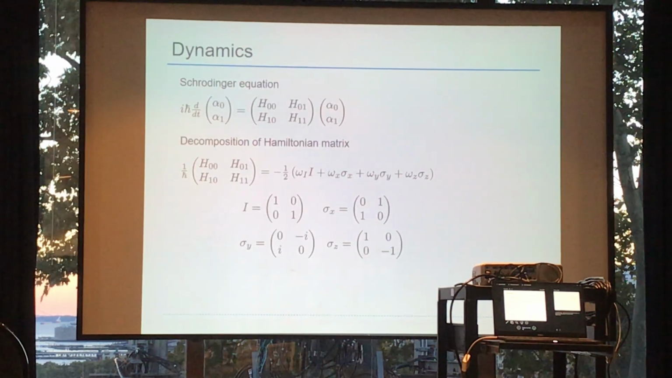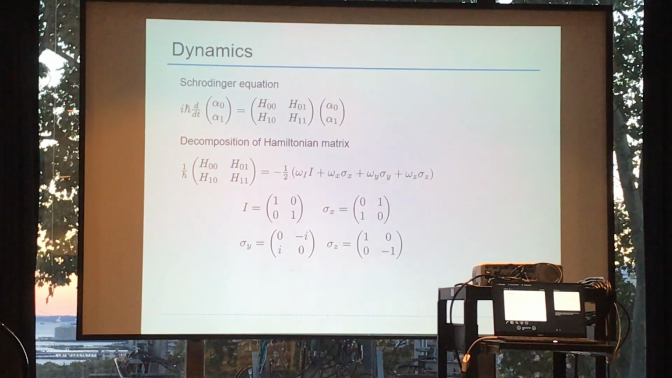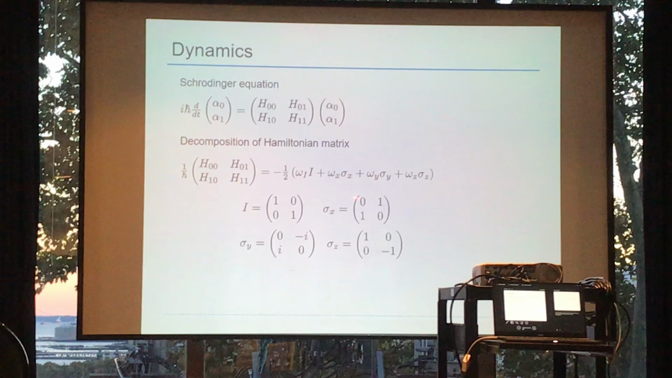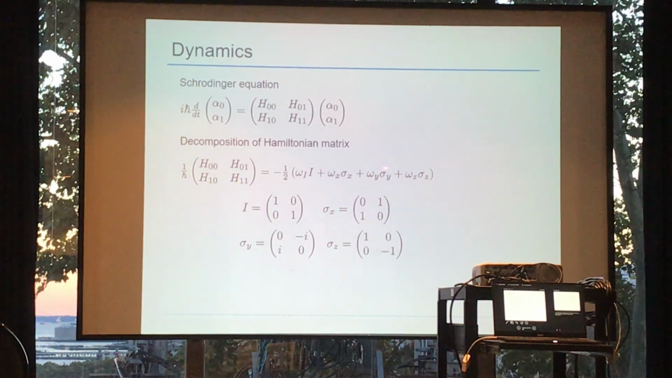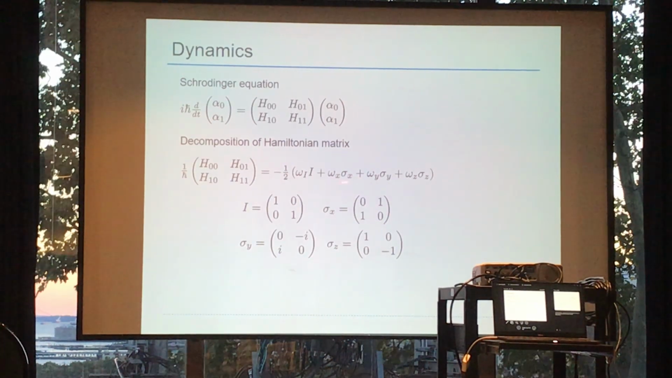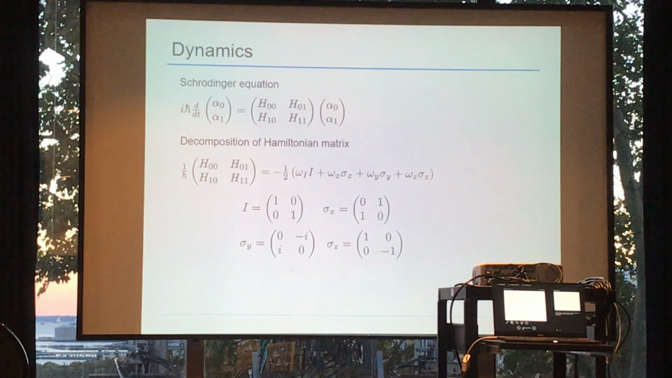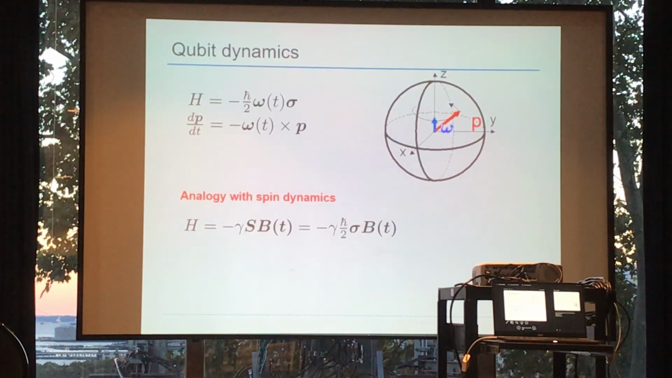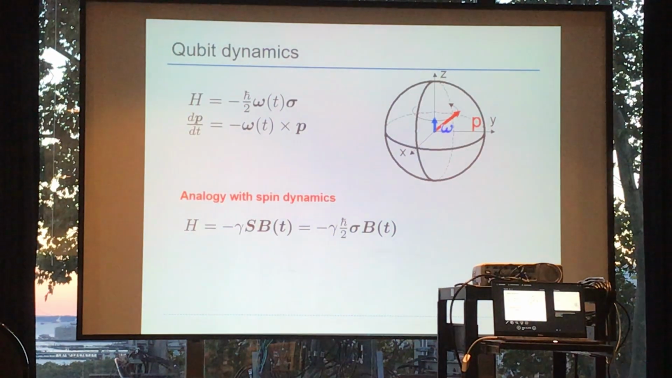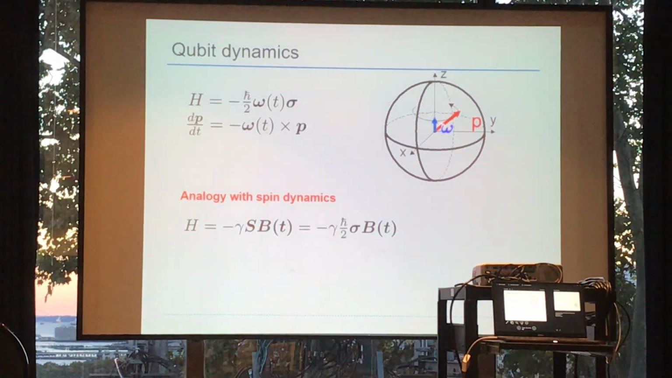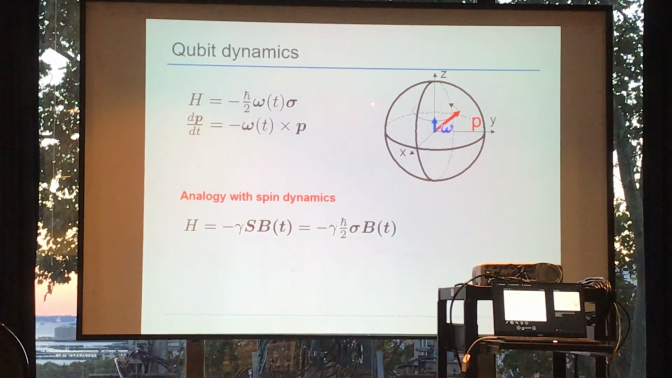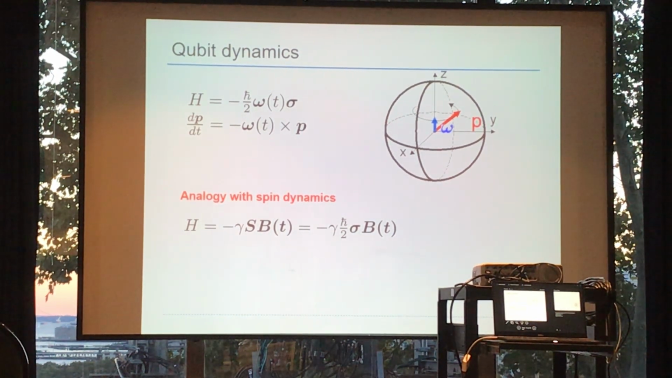So now when you take the Schrodinger equation for a single qubit, you can write it in the following way. The Hamiltonian can be written as a sum of the three Pauli matrices with some coefficients which depend on the value of the Hamiltonian. These coefficients are omega x, omega y, and omega z. And qubit dynamics can be seen simply as the precession of the polarization vector that I showed earlier, p, around this omega frequency, which is basically the parameterization of the Hamiltonian.